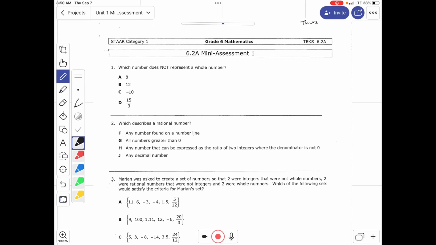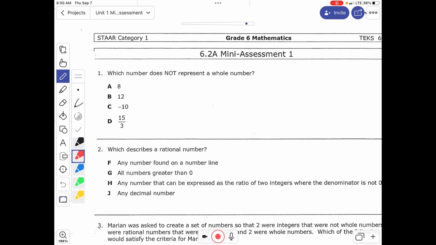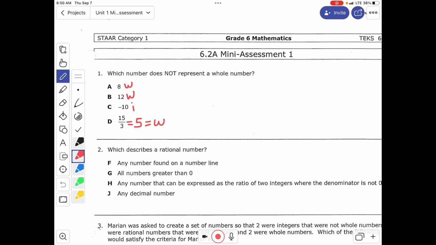Number 1, which number does not represent a whole number? 8 is a whole number. 12 is a whole number. Number 10 is an integer. And 15 over 3 would be 15 divided by 3, which is 5, which is a whole number. So the one that is not a whole number is C.